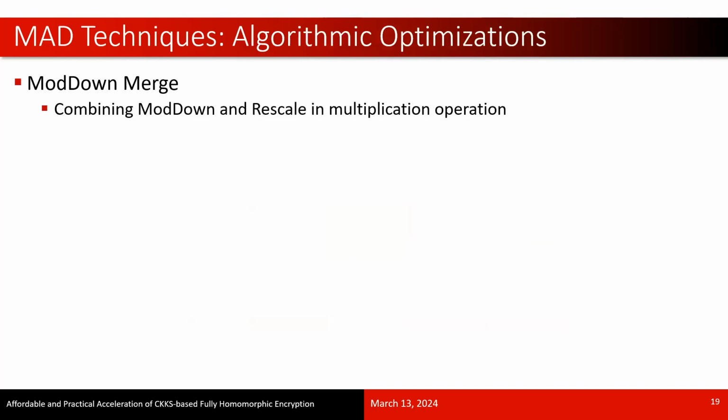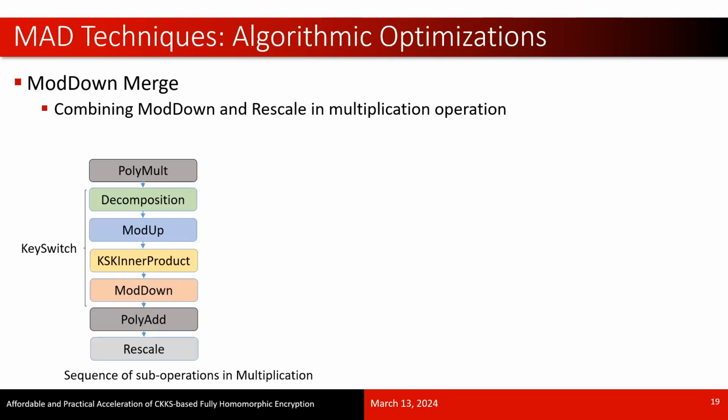As I was mentioning, next are the algorithmic optimizations that will reduce both the computations and DRAM accesses. The first optimization here is combining the mod down and rescale operation. Considering the homomorphic multiplication operation, this optimization merges the two mod down operations in multiplication. The first mod down reduces by P, and the second mod down reduces by delta.